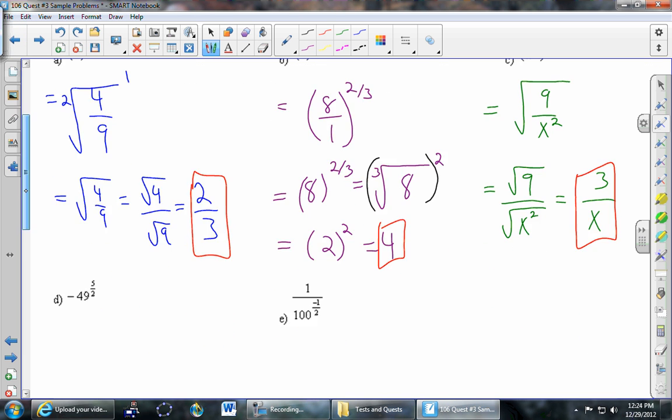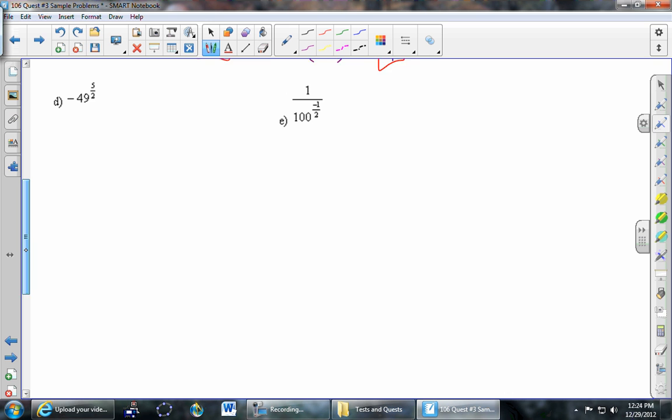Moving on to part D, negative 49 to the 5/2. I see 5/2, that means there's a radical. 5 is the power, I'll put it outside. The 2 is the index, I'll put it here. Big question: what goes inside the radical? Is it 49 or is it negative 49? In some cases it makes no difference. In this case it makes a big difference.